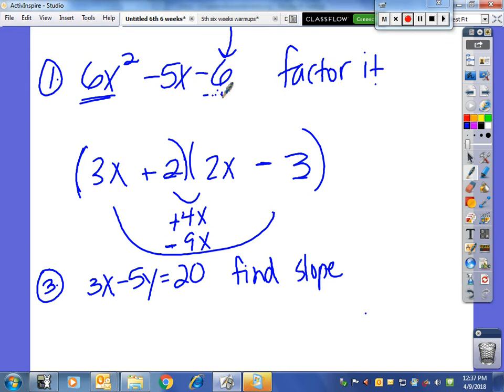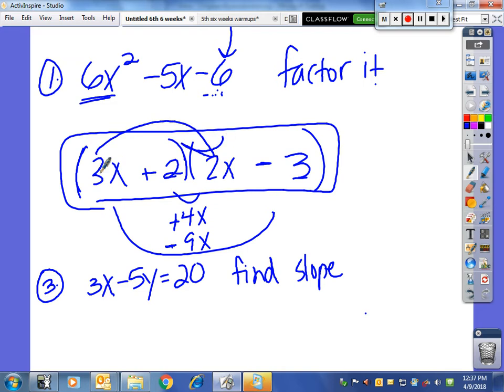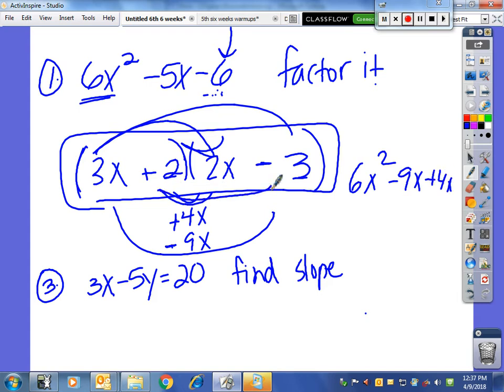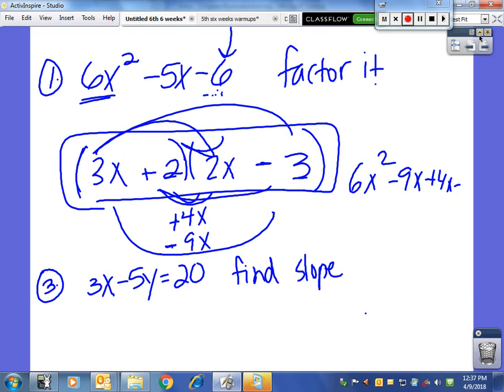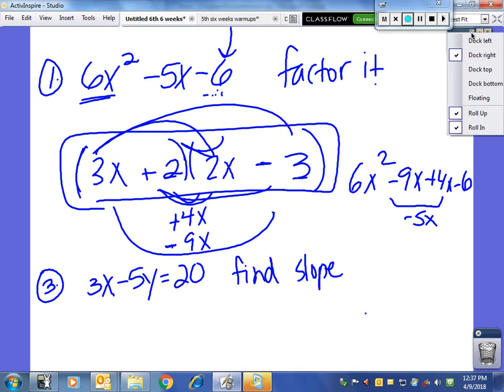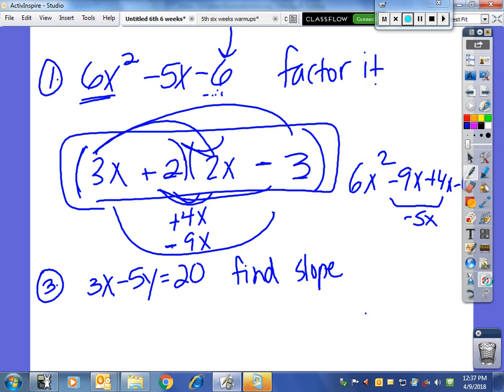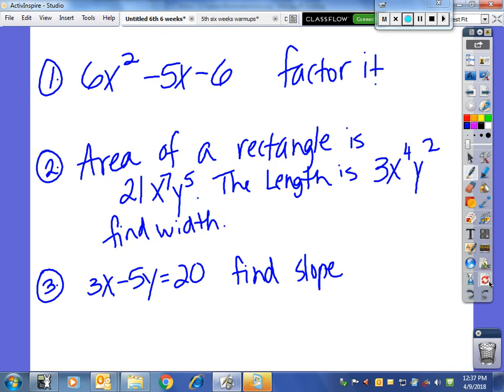A lot of kids mess up on the very last sign. So you would have had answer choices here that you could have checked. 3x times 2x is 6x squared. Then you get negative 9x. Then you get positive 4x. And on the end, you get negative 6. So that would have been the winning combo right there, because those two add up to negative 5x in the middle. Is it coming back to you? We spent weeks doing that. Well, that's what factoring is.